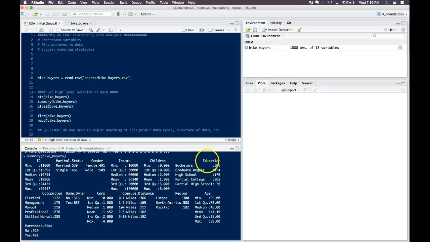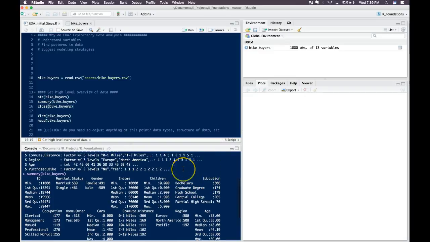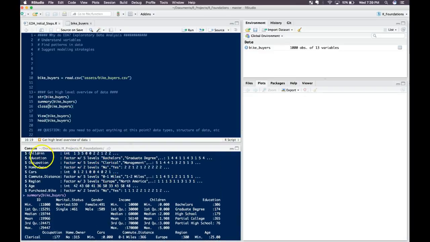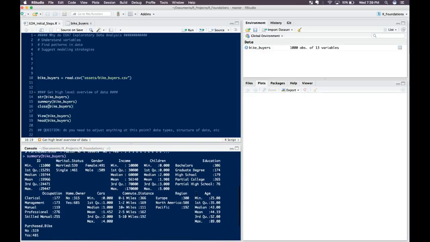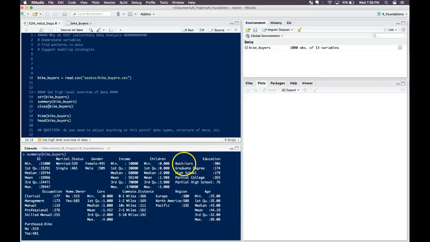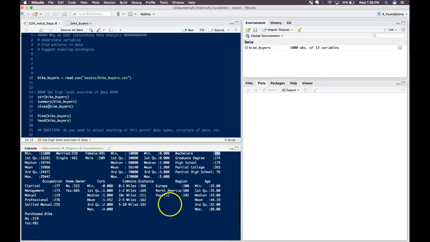If we look at education, this is saved as a factor, I believe. Yeah, education right here, 5 levels of a factor. So this is a really helpful variable. We got the factors, which, as we remember, are those categories. They're the buckets. And so we see that it's really broken down, and we can see that there are the most number of bachelors. So then we can go through these and just look at what's happening here and what the data contains.